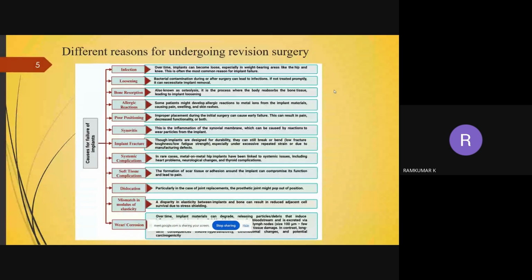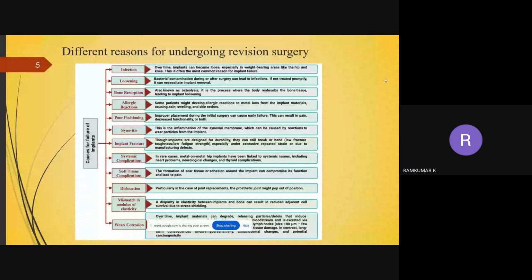If the implant is connected to another bone and the modulus of both materials is not matching properly, then the density of the adjacent bone will get reduced. After that, allergic reaction. In allergic reactions, if the implant is releasing some metal ions, it will cause pain, swelling and skin rashes. These are the allergic reactions.